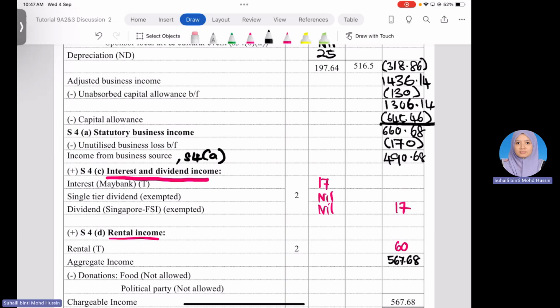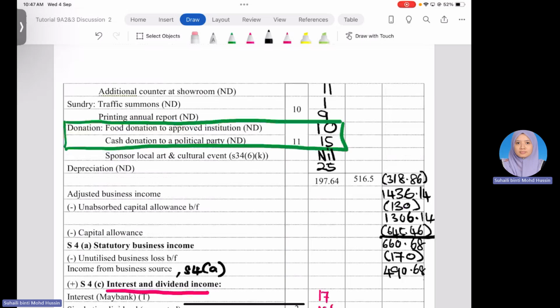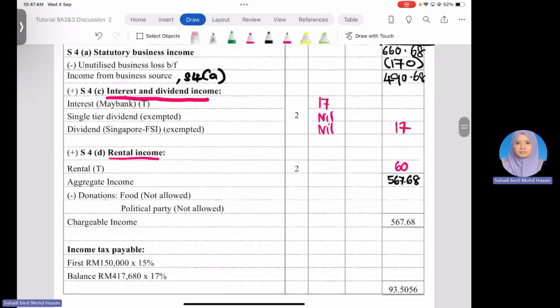Okay, after you get the aggregate income, what we have, we will record again the donation. We will test again the donation at the aggregate income level. We have food donation and we also have the political party donation. We test again at the aggregate income level here.